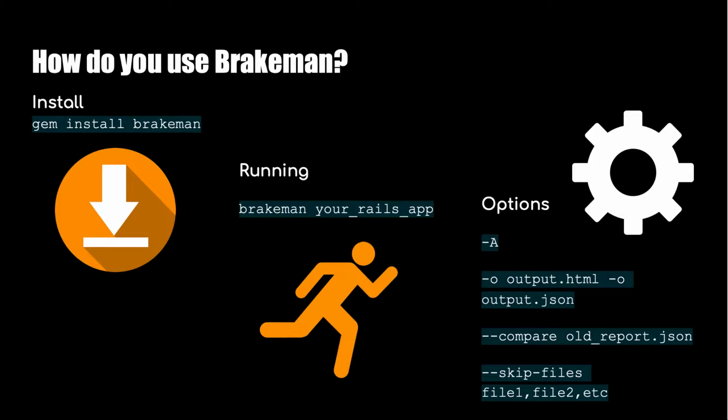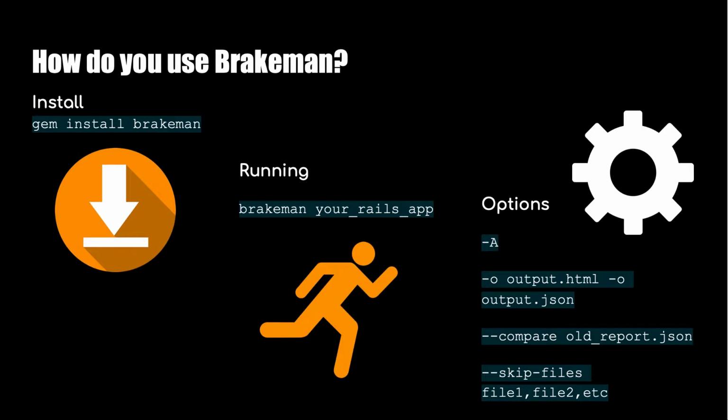So now that we know how Brakeman can help us, let's look at how we use Brakeman. Using Brakeman is really simple. The first step is just to navigate to your Rails project in command line. Before you run the scanner, you will need to install it. Installing it is simple, just running the command gem install brakeman. Once we have installed it, we can run it with the command brakeman and then the name of our Rails app. If you run just this, it will run the default scan configuration.